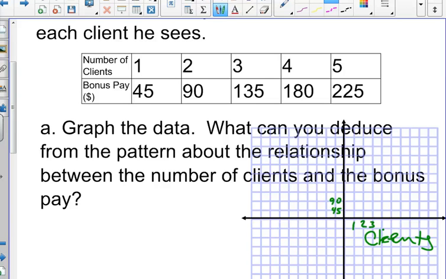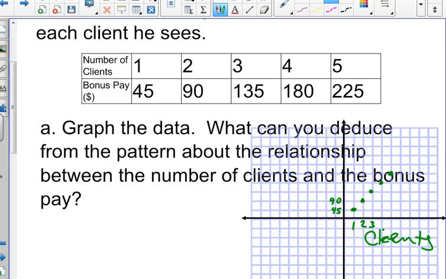Alright, so we have 1 comma 45. So we're going to go over 1, up 45. Then we're going to go over 2 and up 90. Over 3 and up to 135. And over 4 and up to 225, or 180. Then over 5 and up to 225. Okay, so what can you deduce from this?